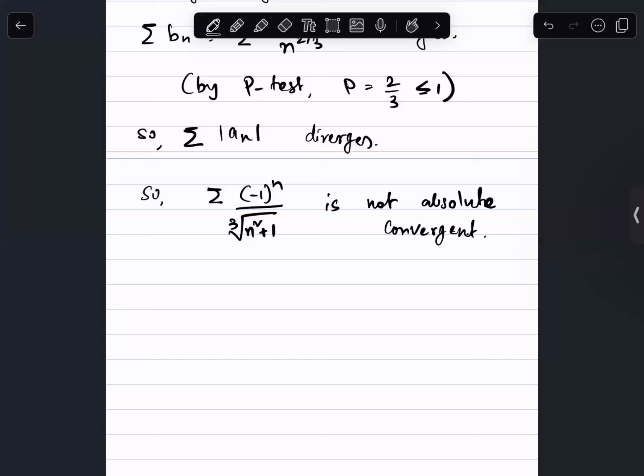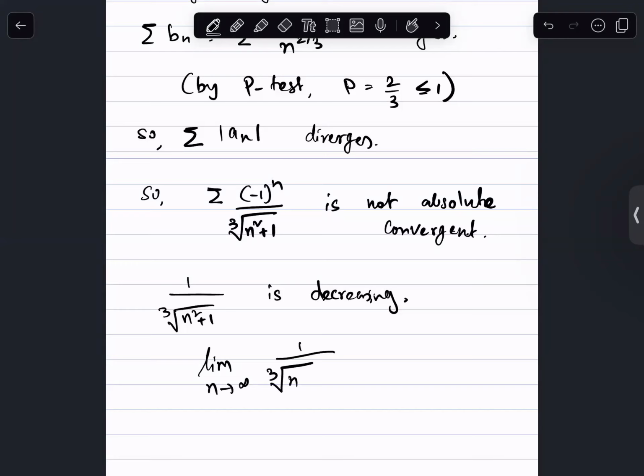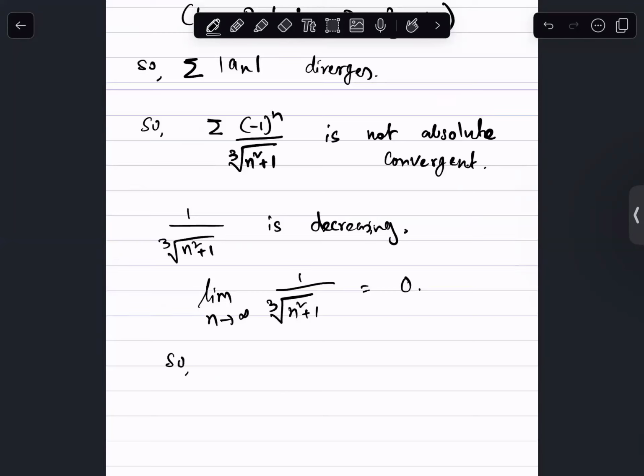So for this series, the best thing is to try the alternating series test first. Again, you can see clearly that this is decreasing, because there is n squared in the bottom, cube root of n squared actually. So it will be decreasing. And for the second part of it, this is obviously going to 0, right? So it converges.